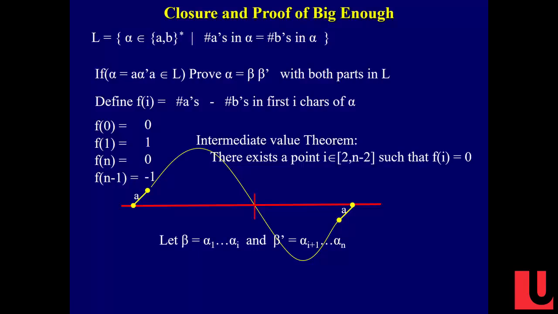How is that relevant to f(n minus 1) equaling negative 1? Well, can you move your finger from here to here without crossing the line? No, that's the spot. The spot where you cross the line is the spot where this is going to be a beta because it's going to have the same number of A's and B's. And this is going to be beta prime. It's going to have the same number of A's and B's.